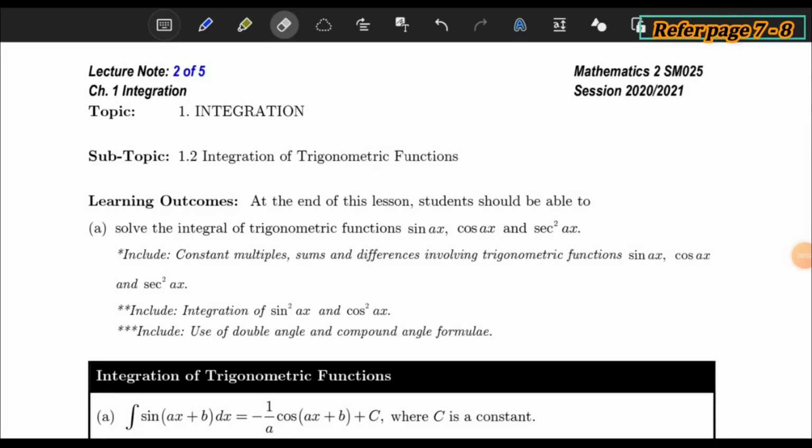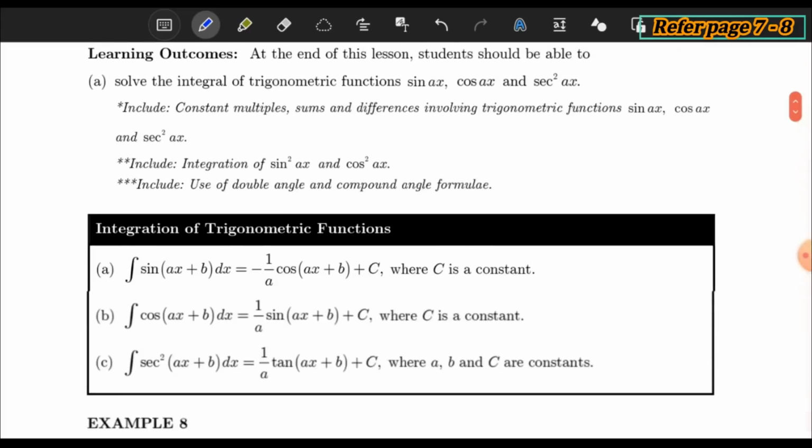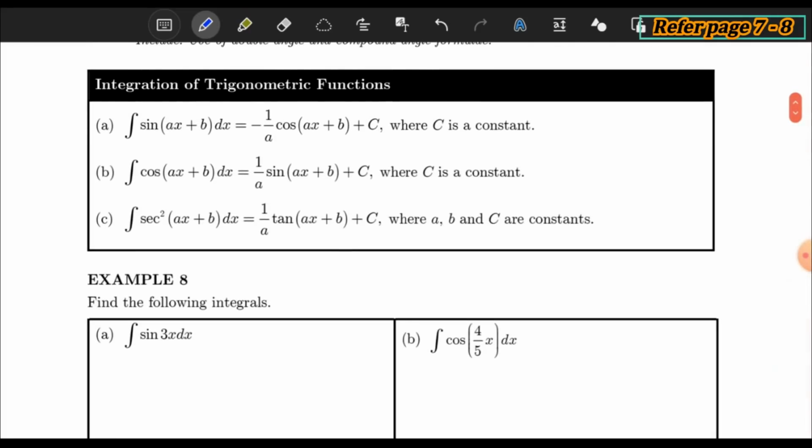Subtopic 1.2 Integration of Trigonometric Functions. At the end of this lesson, students should be able to solve the integral of trigonometric functions sin ax, cos ax, and secant squared ax. Integration of trigonometric functions.